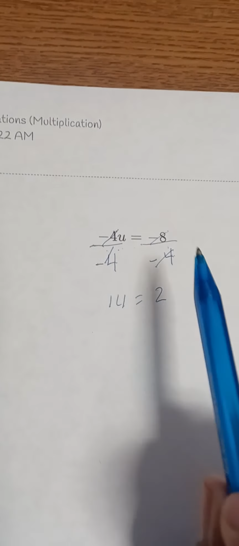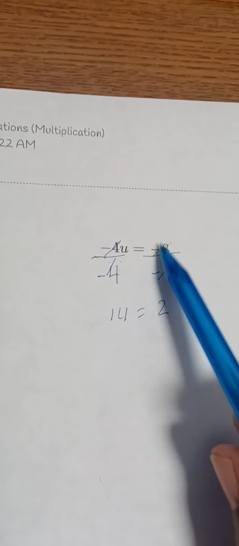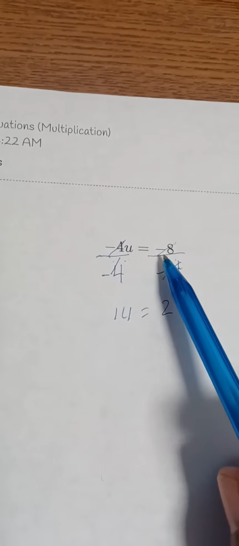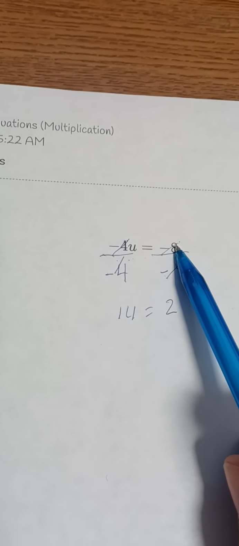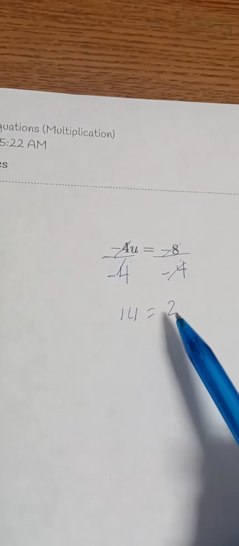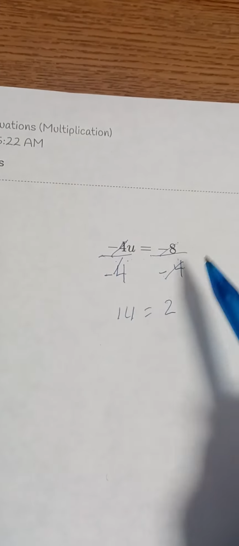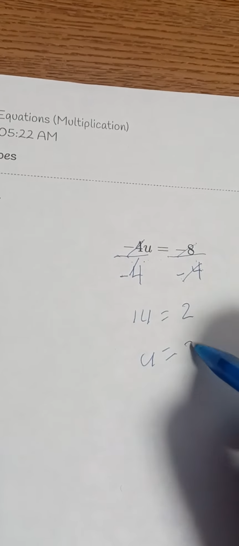When you divide two negative numbers, the quotient is positive, right? So negative 8 divided by negative 4 is positive 2. Negative 4 divided by negative 4 is positive 1u. Don't forget your u. So now we can say u is equal to 2.